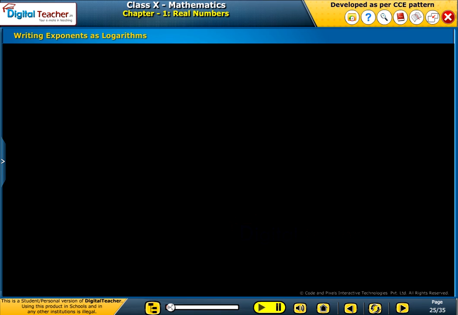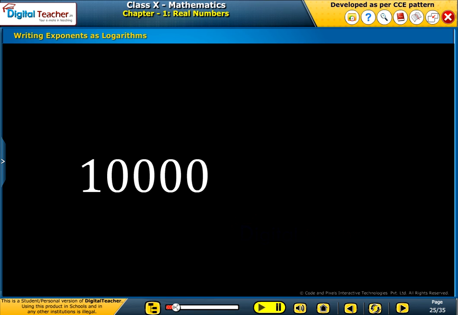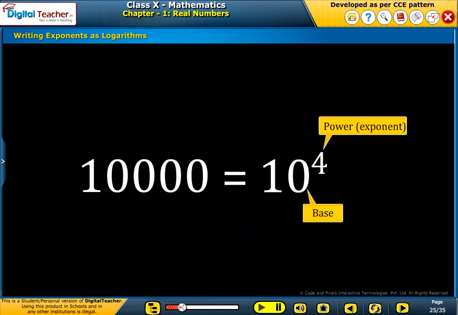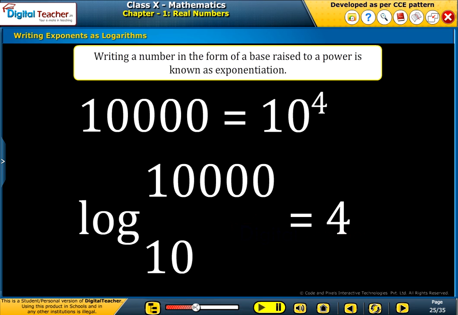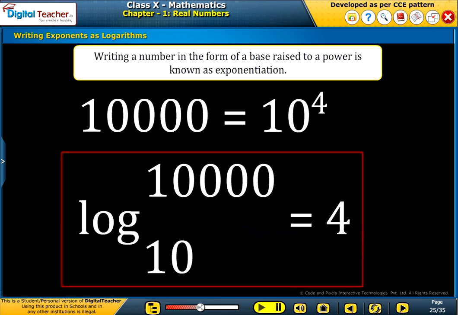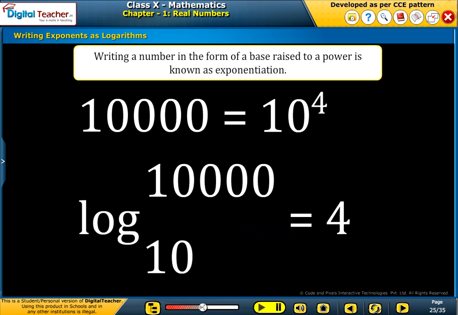Now, let us know what a logarithm is. Writing exponents as logarithms. For example, 10,000 can be written as 10 power 4, where 10 is the base and 4 is the exponent. So, writing a number in the form of a base raised to a power is known as exponentiation. We can also write it in another way called logarithms as log 10, 10,000 can be written as 4. This is stated as log base 10 of 10,000 equals 4.